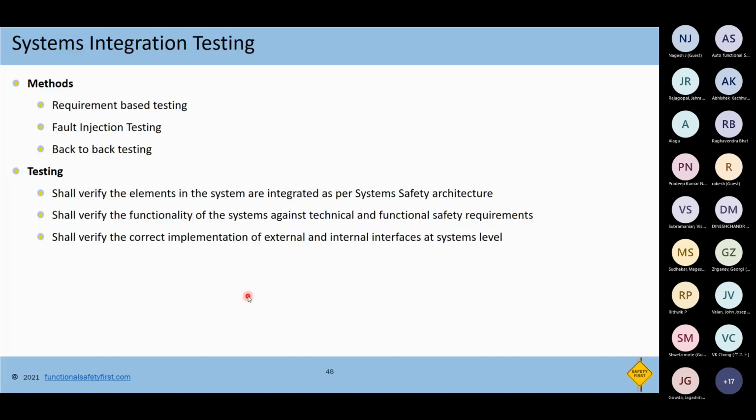The other things are, we have to verify the functionality, and we have to verify the interaction as per the software architecture and safety architecture, and that the interfaces, external and internal, used inside the system architecture are correctly implemented.